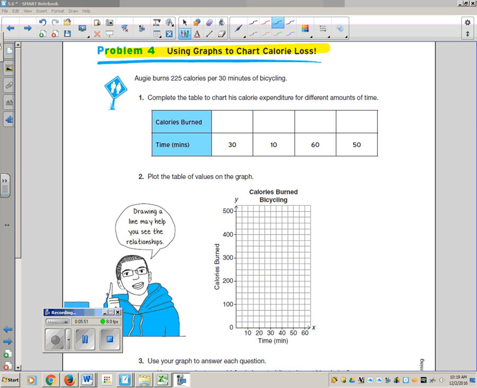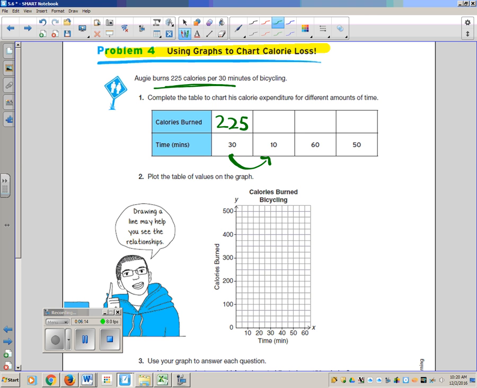Problem 4, we're going to do the same thing. Augie burns 225 calories per 30 minutes of bicycling. Complete the table to chart his calorie expenditure, calorie burns, for different amounts of time. Up here it gives us the first numbers. Here's 30 minutes. That's 225.